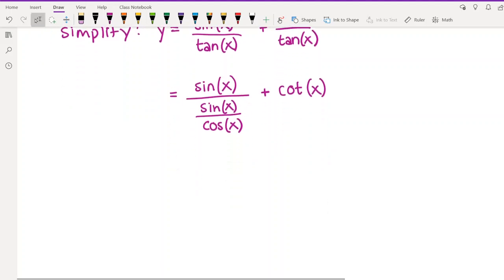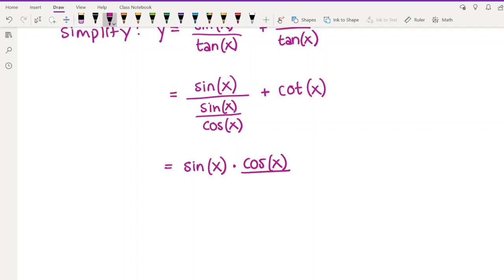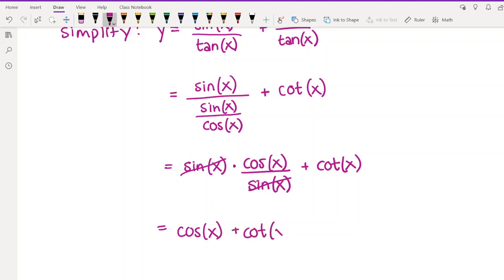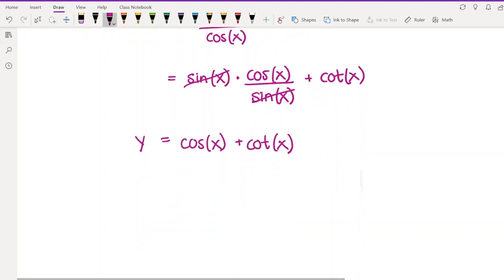And it's a pretty easy chain rule because it's 1 over something. Okay, so how does this simplify? So sine of x over sine of x over cosine of x. Well, that's the same thing as sine of x times cosine of x over sine of x. So that cancels out and we're left with just cosine of x plus cotangent of x. So now we're ready to take the derivative.